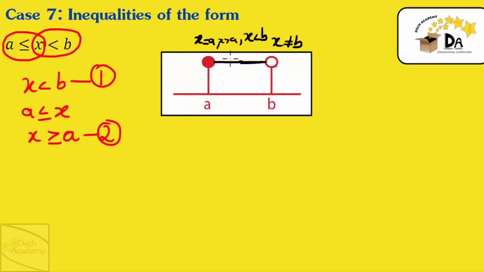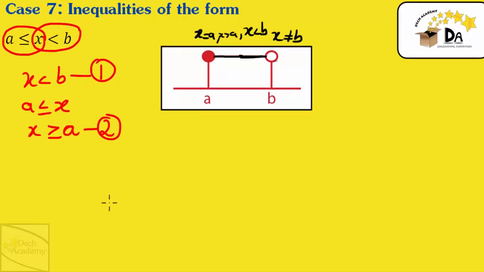So here's a representation, and the best way to demonstrate this is with an example. Consider the inequality 1 is less than or equal to x, which is less than or equal to 4. So take my number line.